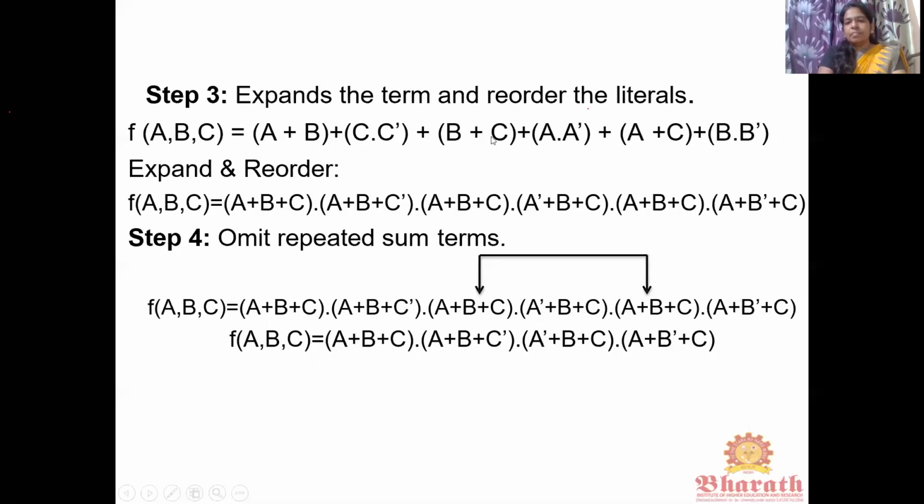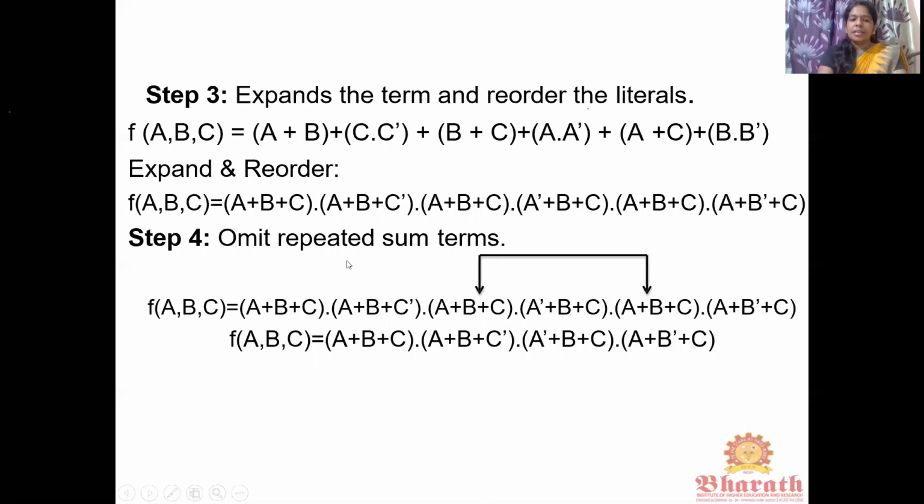Then dot B C A complement, A complement B C. Then A C B. Reorder: A plus B plus C, dot A B complement, A plus B complement plus C. This is the expression after expanding the term and reordering the literals.